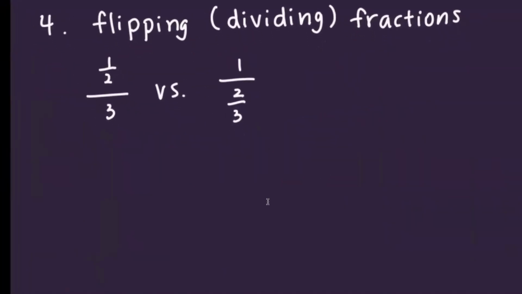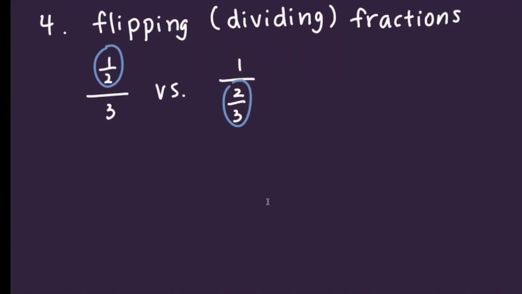Moving on, 4. Flipping or dividing fractions. So what is the difference between 1 over 2 over 3 versus 1 over 2 over 3? So the difference is where the longer fraction line is.